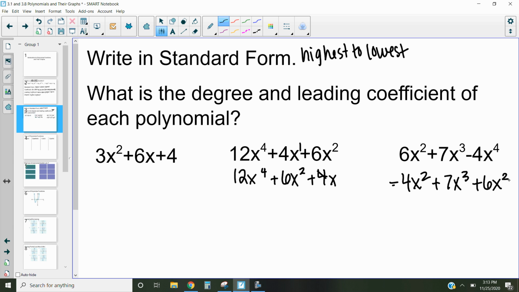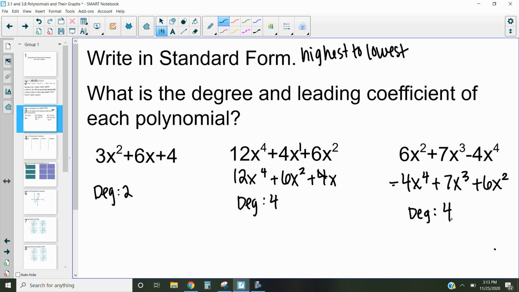Okay, now we want to address what is the degree and leading coefficient of each polynomial. So our degree, remember, is the highest exponent. And so what's our highest exponent of this first one? That's right, it's 2. So we've got a degree of 2 for this first one. We've got a degree of 4 for this next one. And this last one, our highest degree, oh, there is a typo here. This should not be an x squared, but should be an x to the fourth, because our highest exponent is a 4.